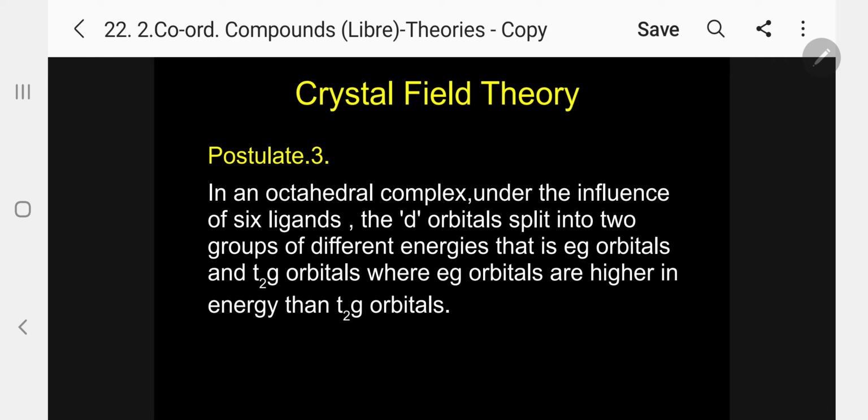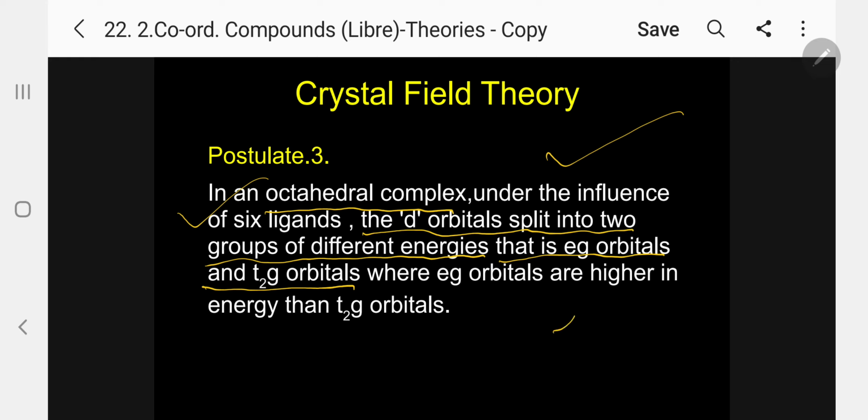Postulate 3. Now this is very, very important. You have to keep it in mind, memorize. In an octahedral complex, under the influence of 6 ligands, octahedral meaning 6 ligands, the d orbitals split into 2 groups of different energy. That is, EG orbitals and T2G orbitals. Kindly follow. Actually, it is wrong to use EG and T2G, but anyhow, all books are following. All Indian author books are following, because the EG and T2G term symbols are used only in molecular orbital theory. So, for simplicity, they are using them.